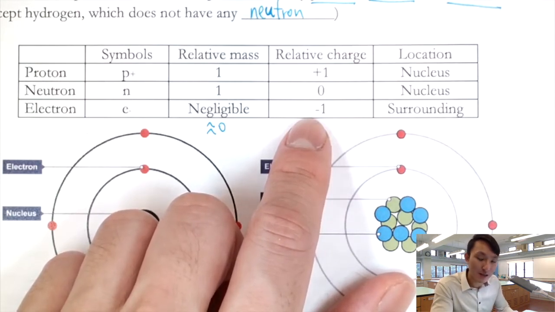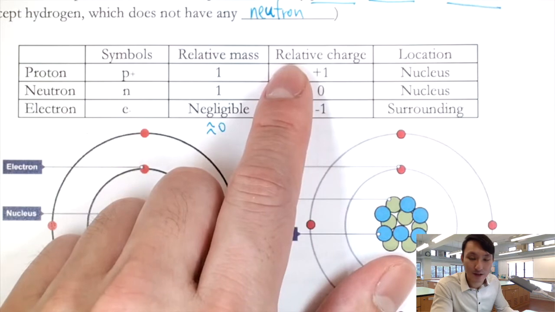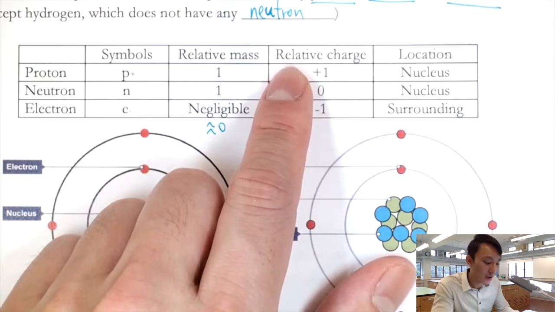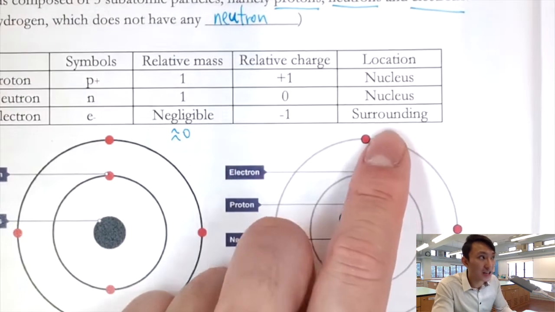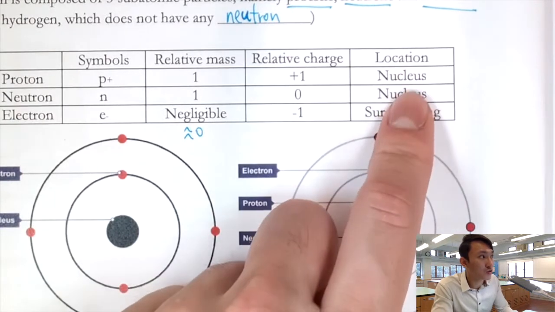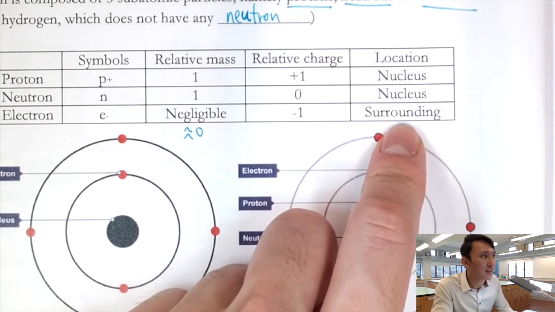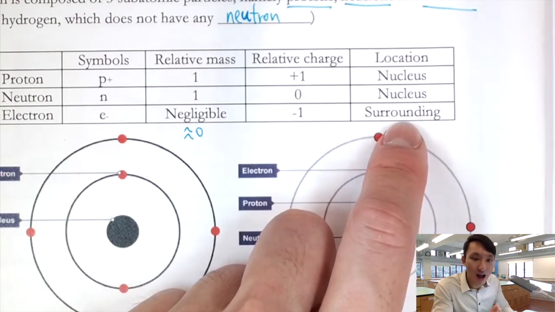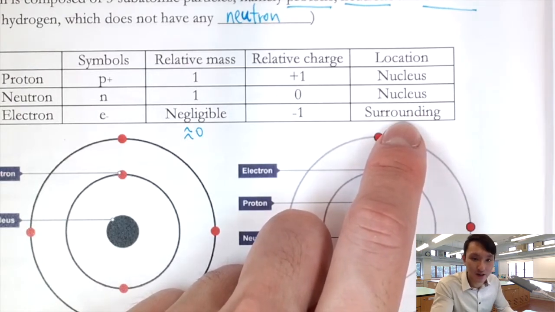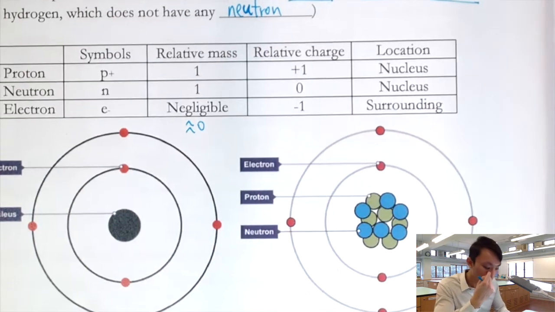And again, because it is in a relative sense, it bears no unit, okay? And lastly, the location. We say that both protons and neutrons are located in the nucleus at the center of an atom, but the electron is moving around the surroundings of an atom. So that's the idea, okay?